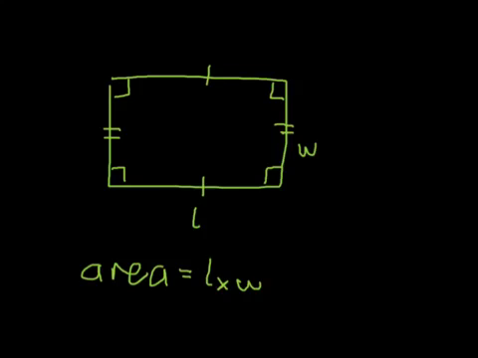This one is a rectangle, and I know that because I have two sides of different lengths. So this side is the same length as that, and this side is the same length as this one. It's the width and the length. We can calculate the area just by doing length times width.